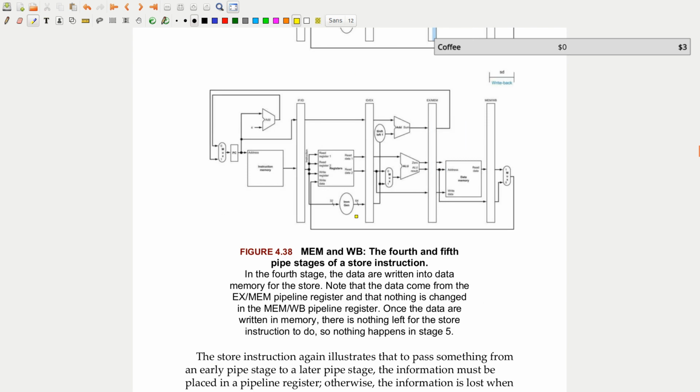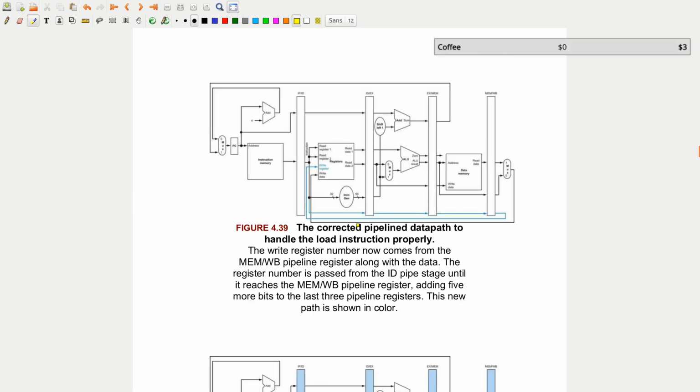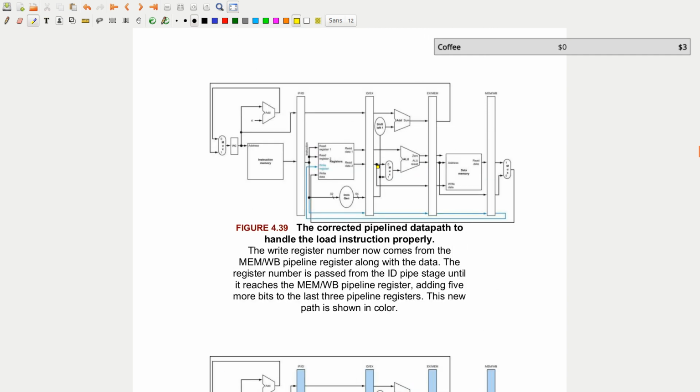So they go through some more examples, but we can skip most of these. We get the idea. So here we see some correction. So the corrected pipeline data path to handle the load instruction properly. So the write register number now comes from the mem write back pipeline register along with the data. The register number is passed from the ID pipe stage until it reaches mem write back.